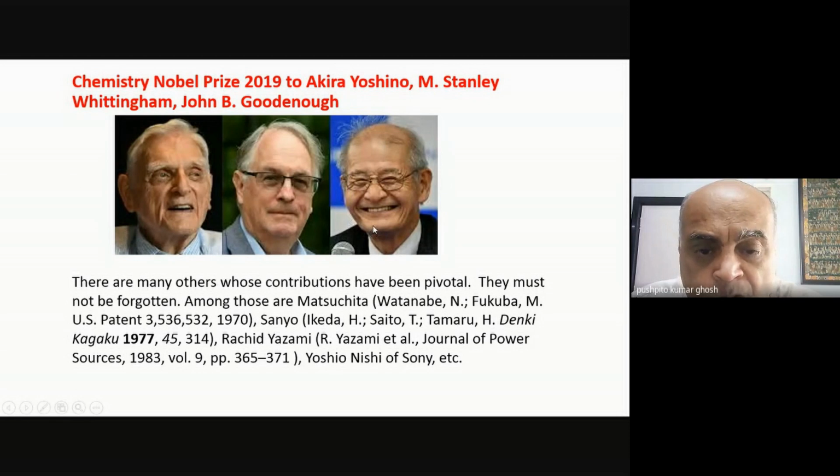And Yoshino, he was actually working in an industry, I think in Asahi Glass, if I'm not mistaken. At the end of it, I think the biggest contributions were that Yoshino developed the right anode material and Goodenough developed the right cathode material. And this person actually was the initial promoter of the concept.